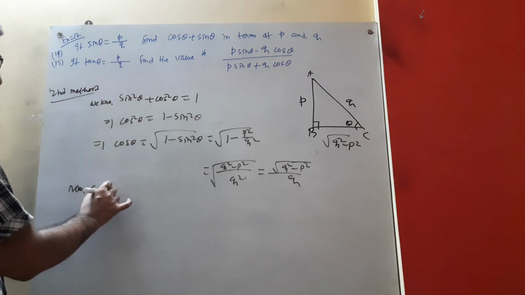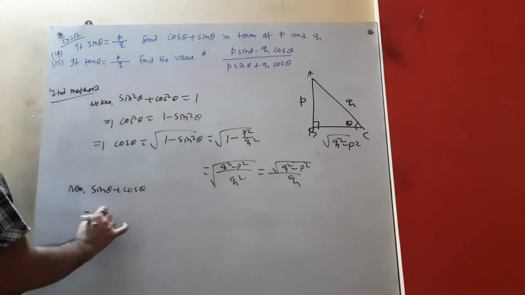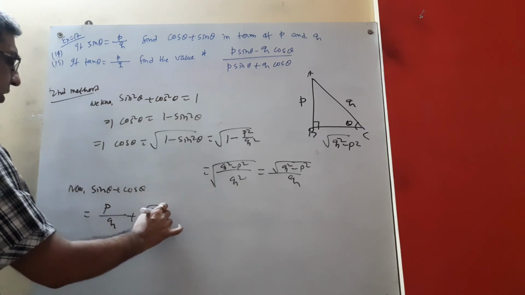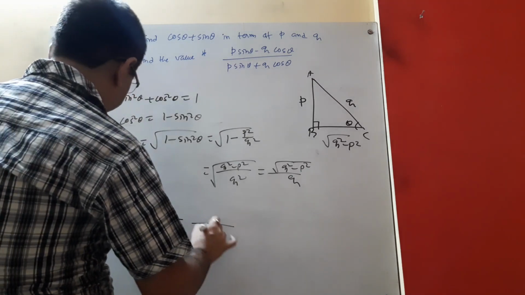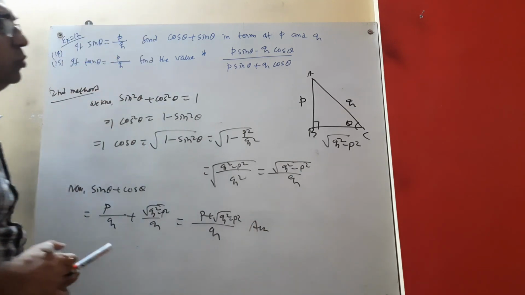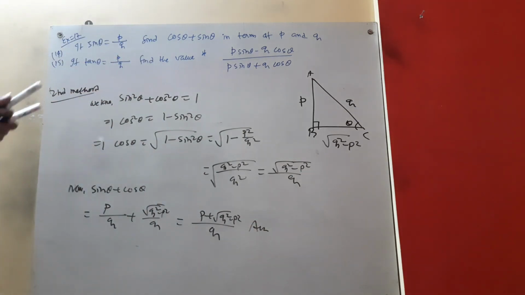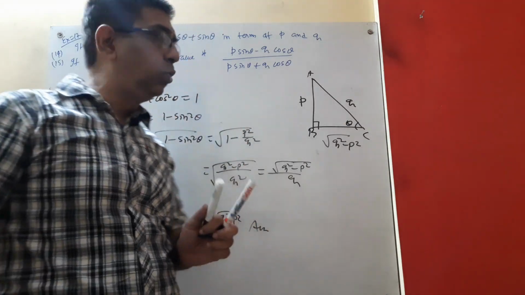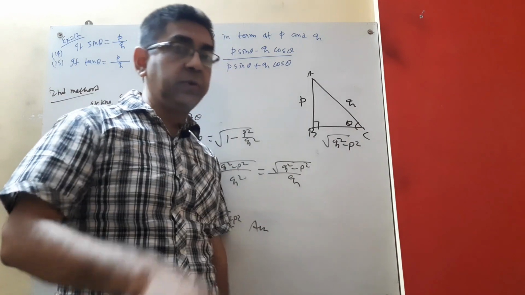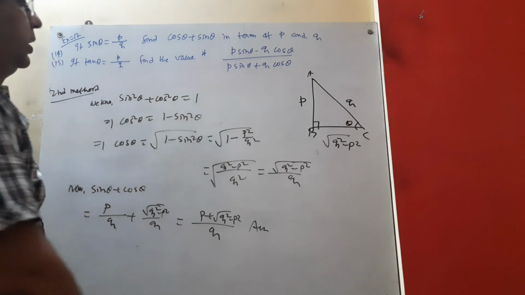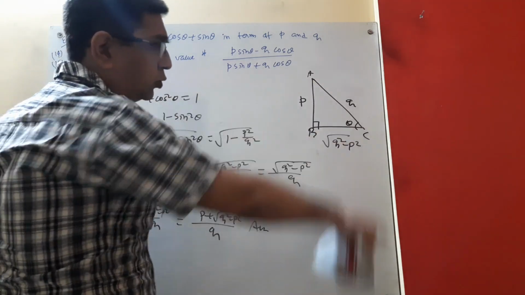Now sin theta plus cos theta. What is sin theta? P by Q, right? What is cos theta? This one. Look, same answer. Q is the LCM, so P plus root under Q square minus P square. You can also use this formula, right? We are using the identity. But if in the question it is given to do without using identity, then we will follow the first method which I have done. But if nothing is given, you can also use this formula, okay? But in the initial stage we should do this one.